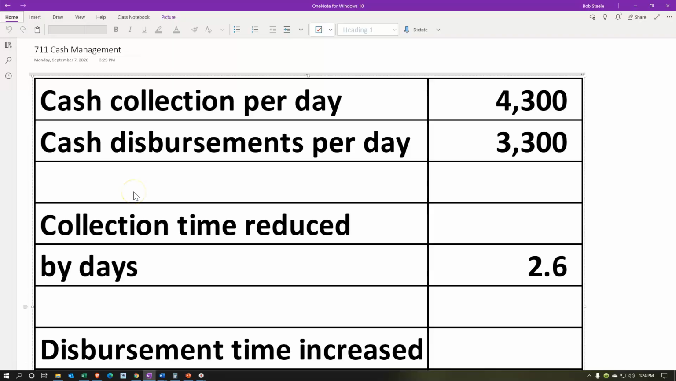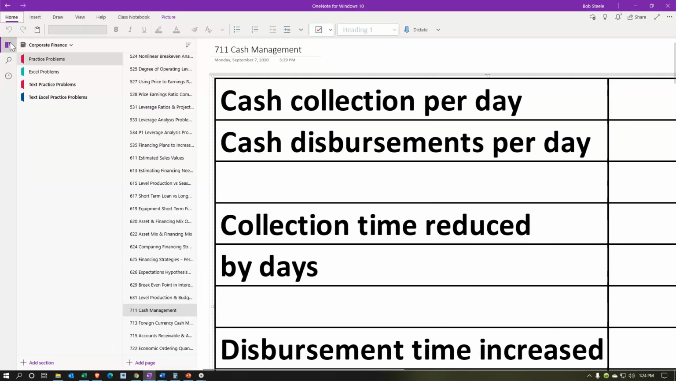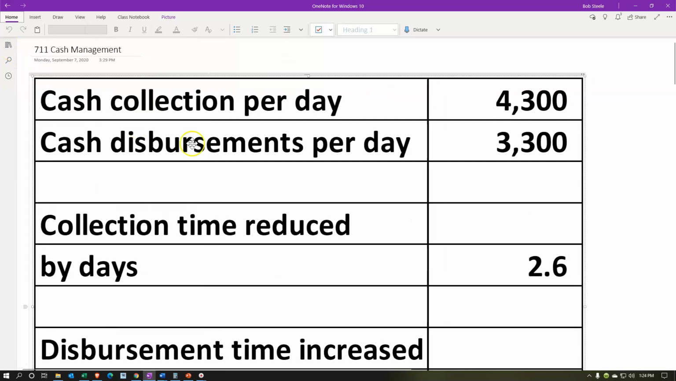Here we are in OneNote. If you would like to follow along in OneNote, you're not required to do so, but if you have access to it and would like to, we are in the 711 Cash Management tab in the Practice Problems section. Closing this back out, we're going to have our information up top. We're going to go through that information up top. Then we'll have a smaller component of that information that we will use to work through the practice problems.